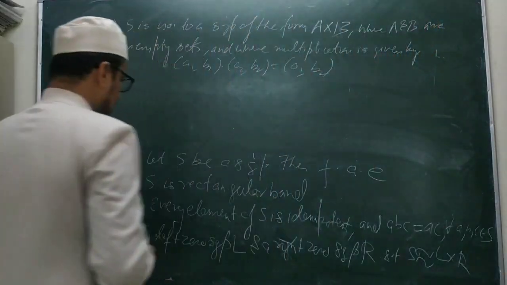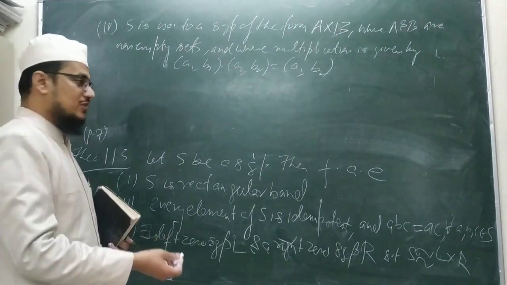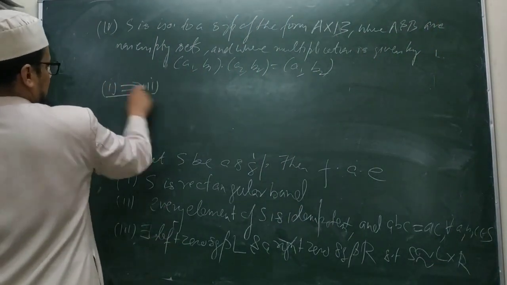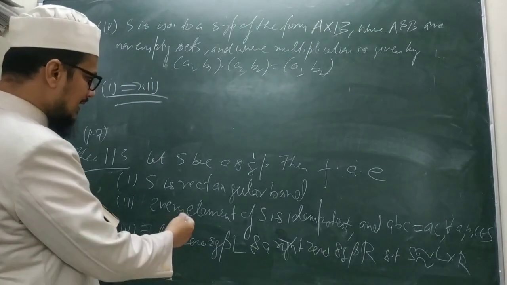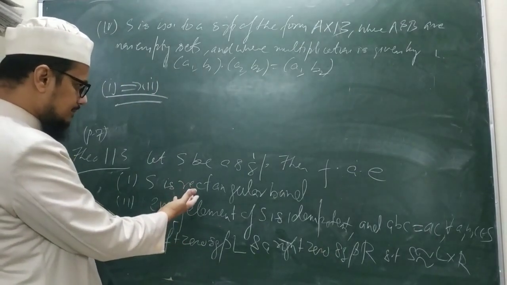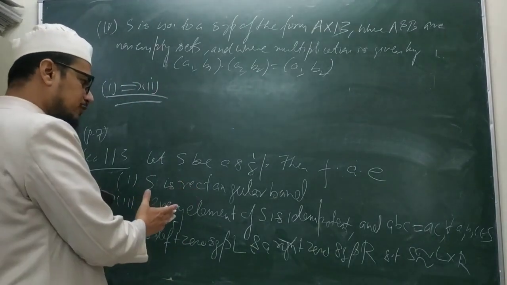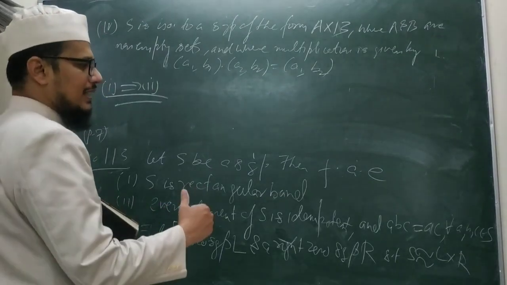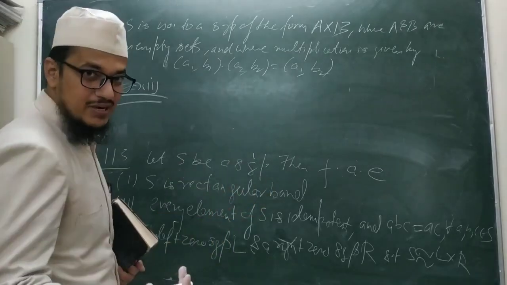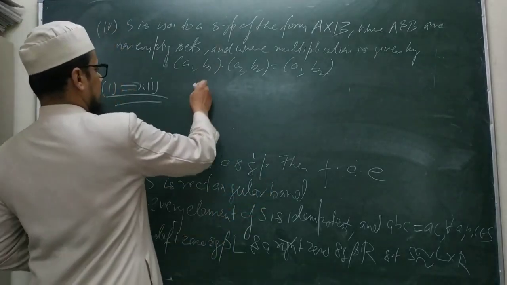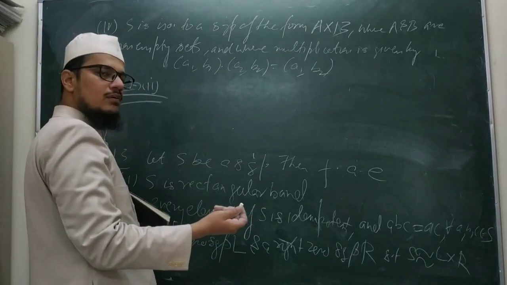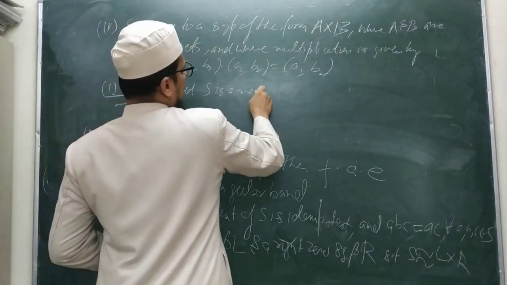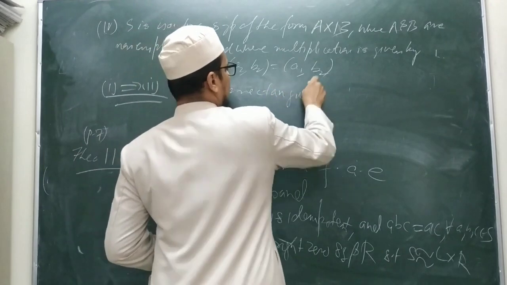Now, let's see. First we prove that first implies second, correct? That is, S is a rectangular band, and we have to prove that every element of S is idempotent and abc is equal to ac for every a, b, c belonging to S. So see what we have. We have, let S be a rectangular band.